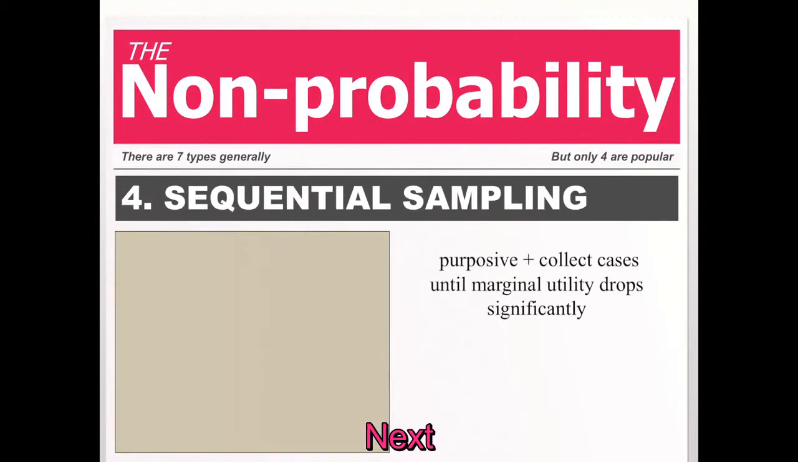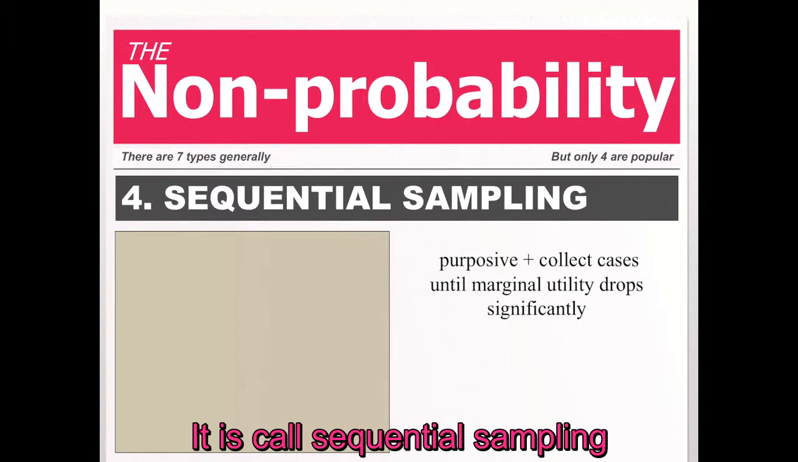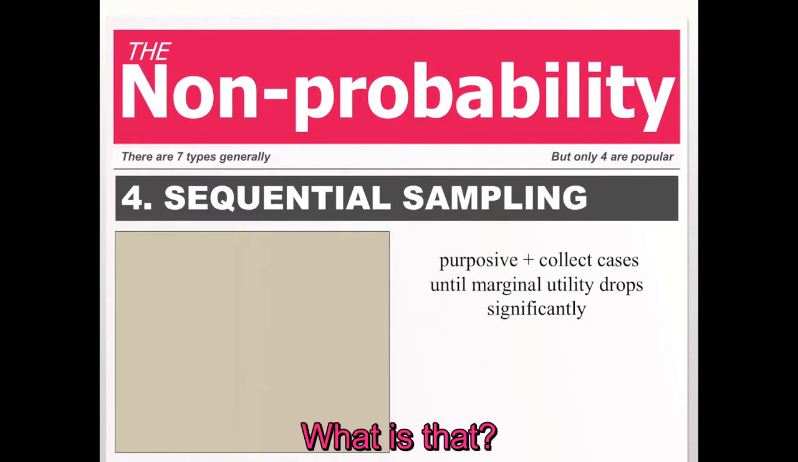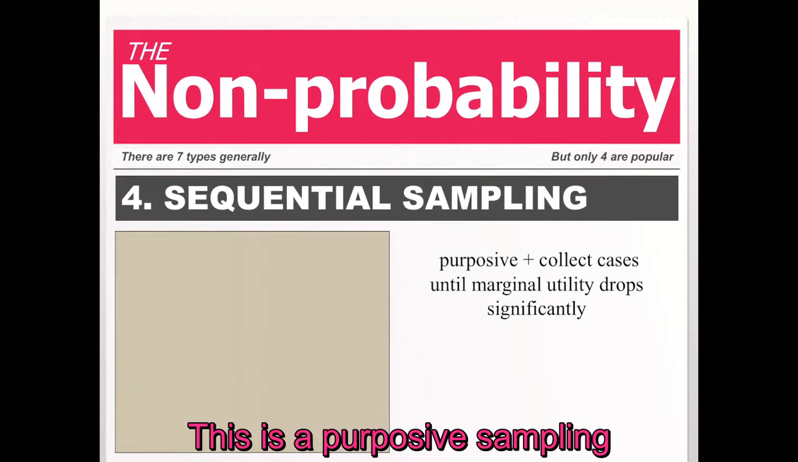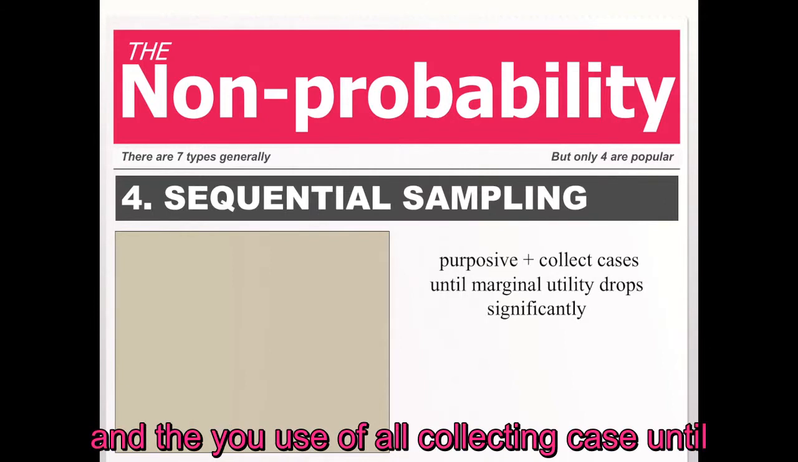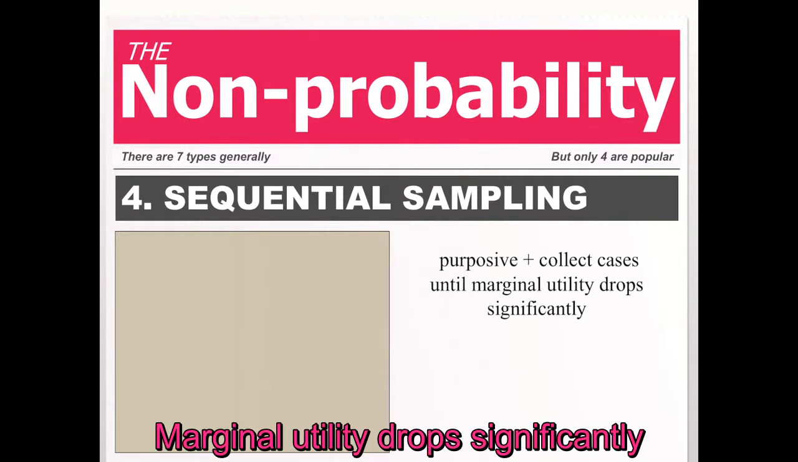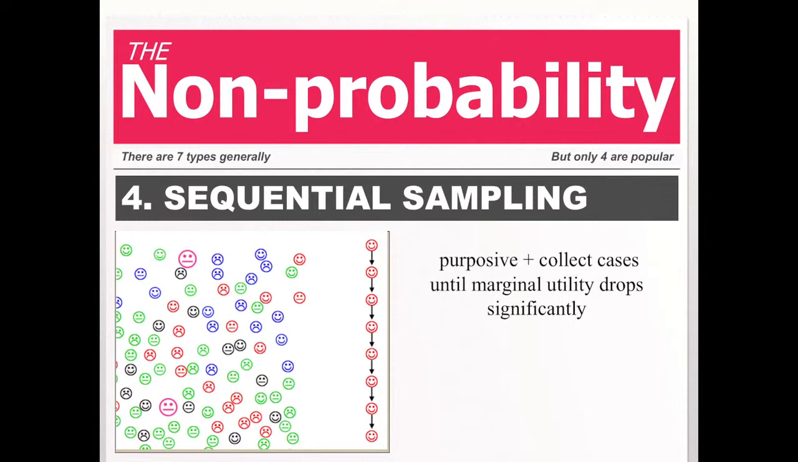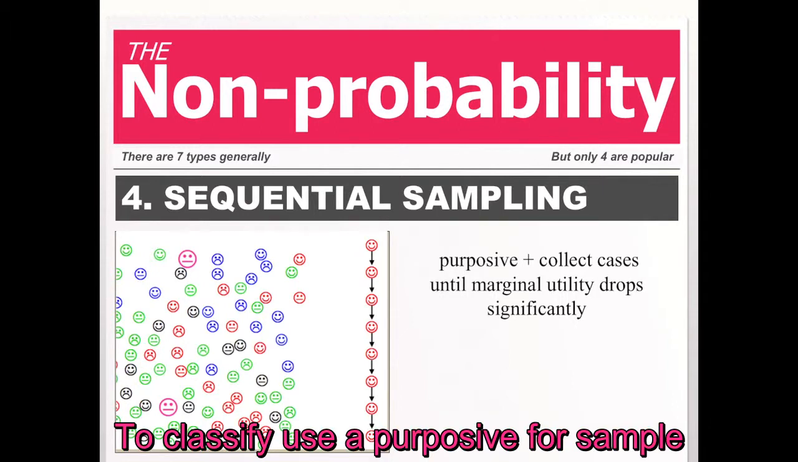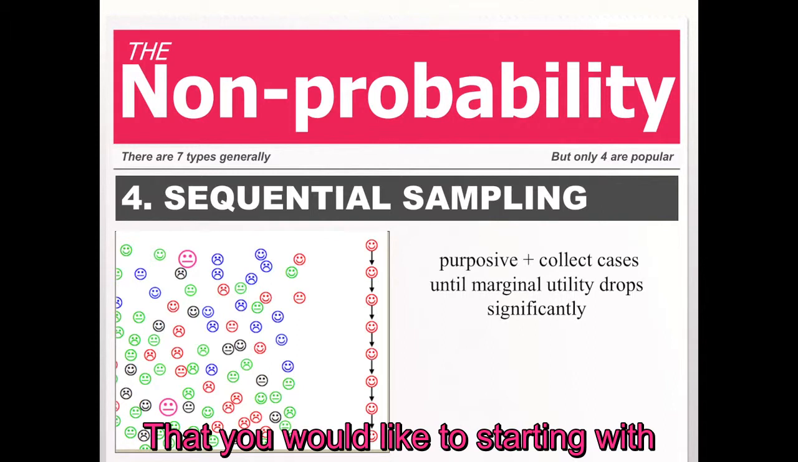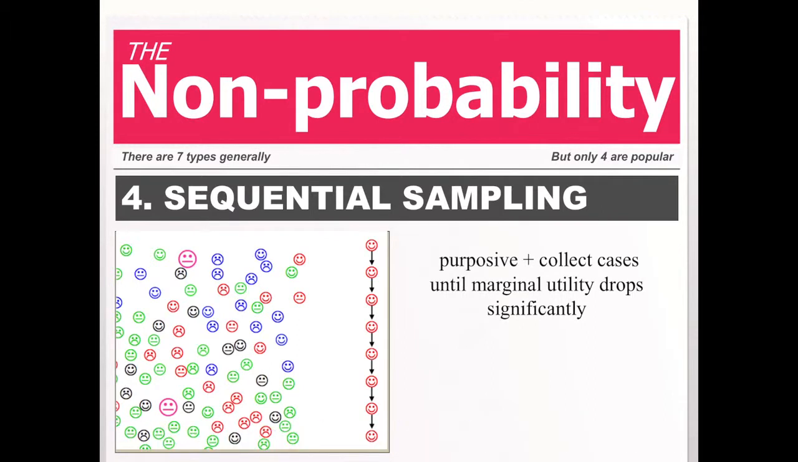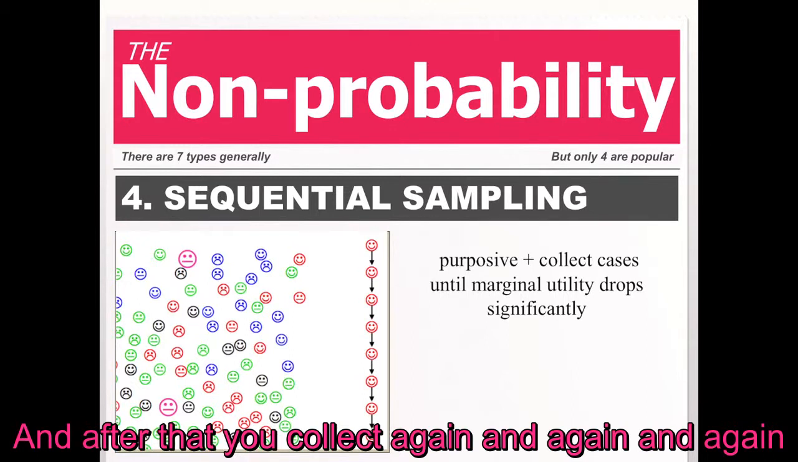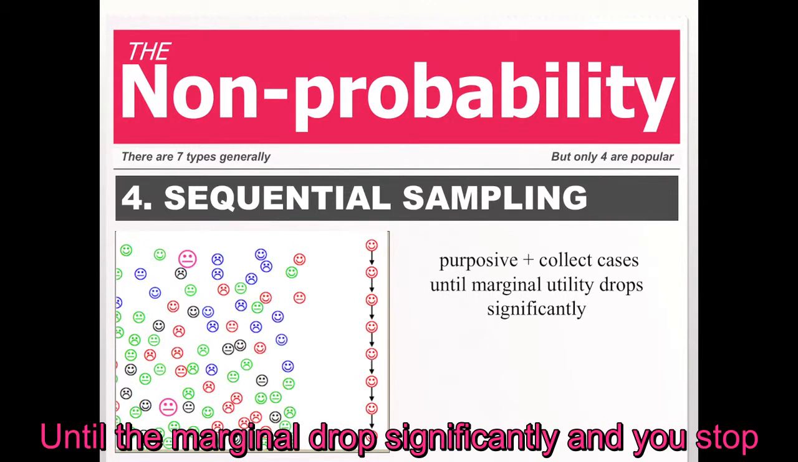Next is called sequential sampling. What is that? This is purposive sampling where you collect cases until marginal utility drops significantly. To clarify, you use purposive sampling. For example, you would like to study people with hearing impairment, and you select a key informant, and after that you collect again until the marginal utility drops significantly, and you stop.